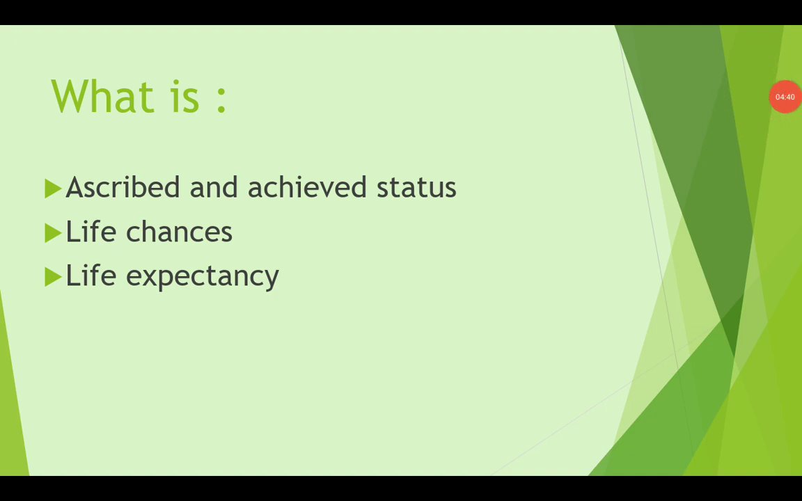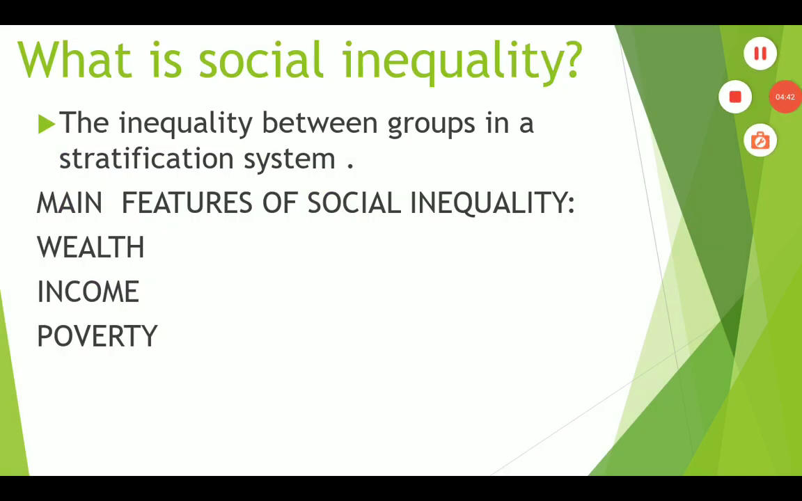So let's come back to the topic, that is social inequality. So what is social inequality? Social inequality is the inequality between the groups in a stratification system. In a stratification system the people are categorized on the basis of their rankings. So this is the inequality between the rankings. This is called social inequality.